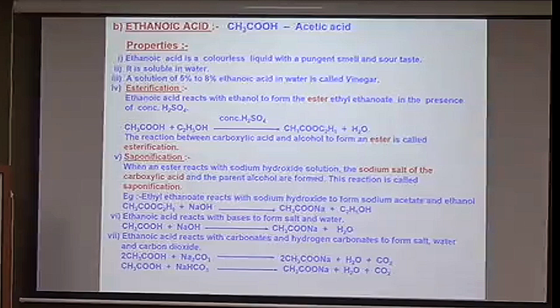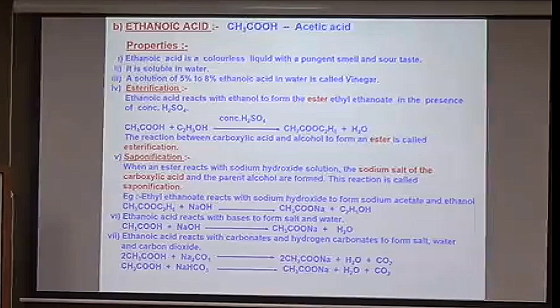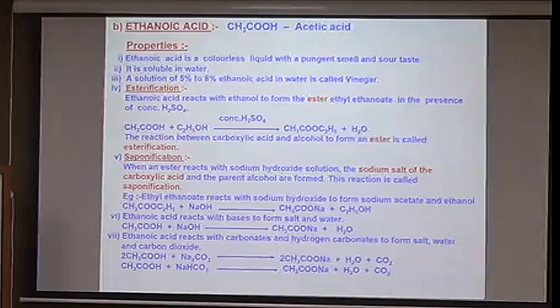Now let us study its chemical properties. Important reactions. One is esterification. When ethanoic acid reacts with ethanol, or any carboxylic acid reacts with an alcohol in the presence of concentrated sulfuric acid, it results in the formation of a sweet smelling substance which we call an ester. This process is called esterification. Then the reverse of this is hydrolysis, which may be done using an acid or a base.